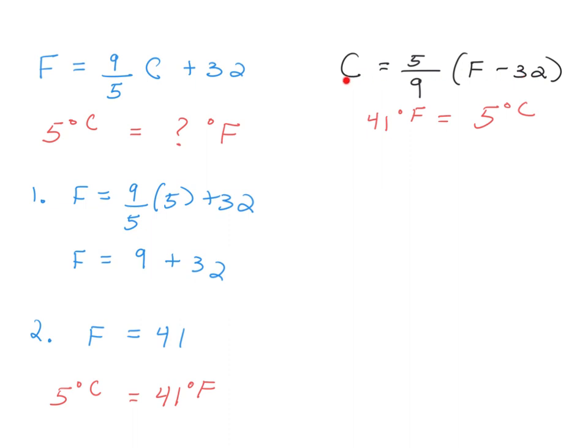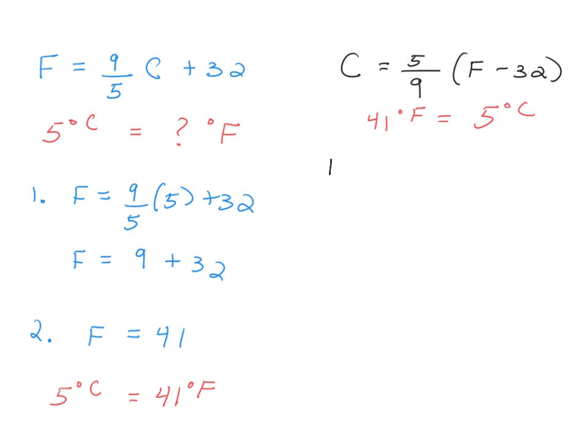So according to this formula, the first step is going to be to put 41 in place of F. And I want to make sure we first subtract the 32. And that's the reason these parentheses have to be here. If these parentheses were not here, the first step would be to multiply by 5/9. And we don't want that to be our first step. We want that to be our second step.